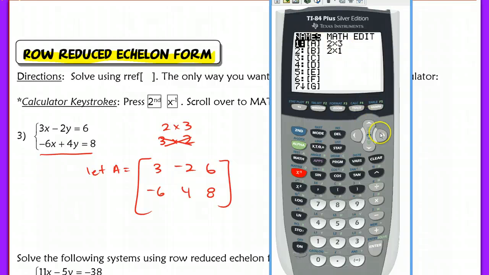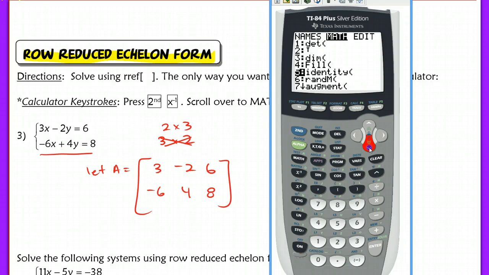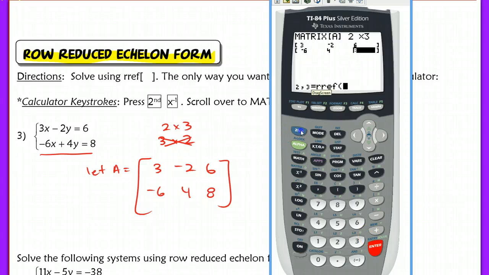to scroll over to math. So scroll to the right. You're going to scroll down till you see RREF. So don't hit the first one, REF. You want to do row-reduced echelon form. So hit B, and whoops, sorry, I forgot to quit out of there. Let's do that one more time.